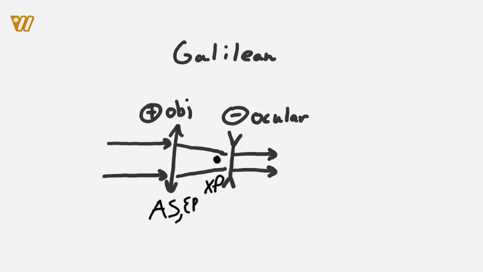So that's going to make it where we have a smaller field of view compared to a Keplerian telescope. Now the exit pupil, number 6, the exit pupil is going to be larger, so that's going to result in a brighter image, right? So comparing to Keplerians, Galileans are going to have a larger and brighter image. Okay, so larger and brighter image, number 6.